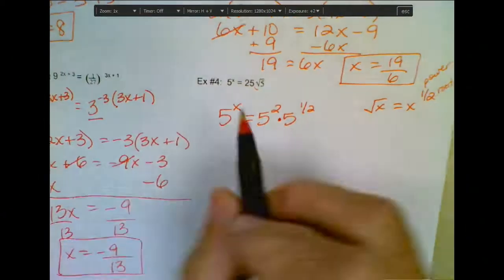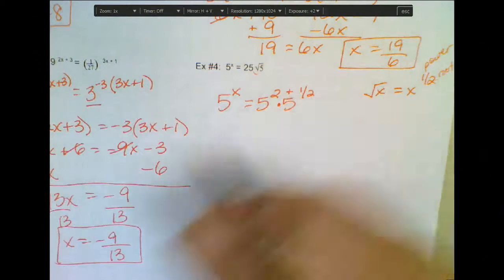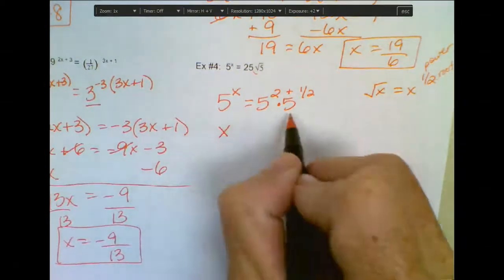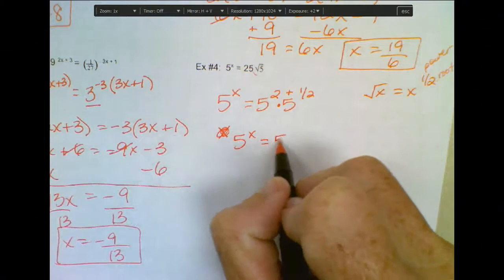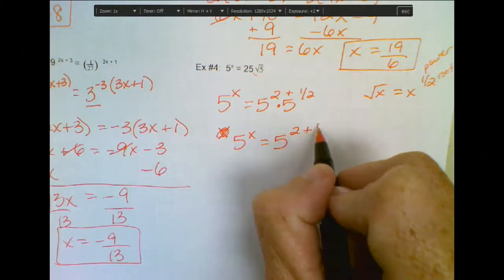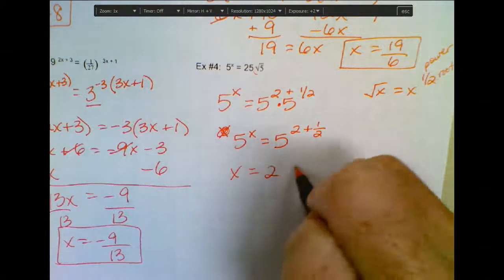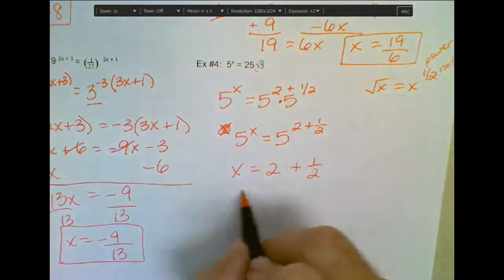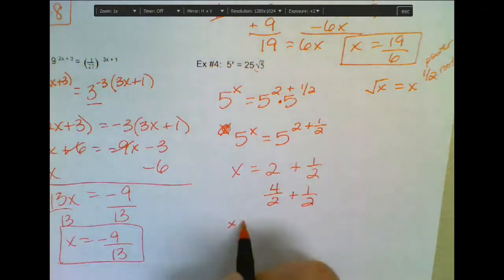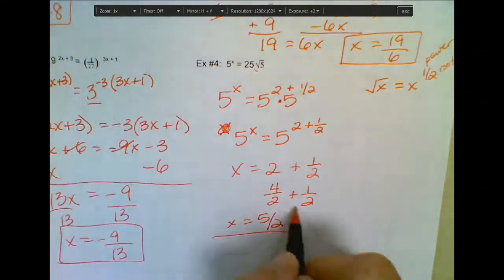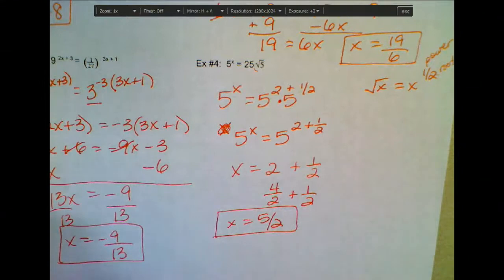These would be multiplied together. When you multiply the same base, what do you do with those exponents? You add them. Now that we have the same base, we know that we just add those exponents. So x is going to equal 2 plus 1/2. 2 is the equivalent of 4/2 plus 1/2. So x equals 5/2. Okay, and that is change base. And those are your notes for Module 1.3.